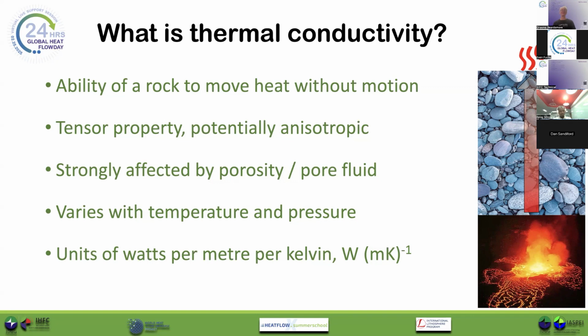So we say heat flows through the material, and the ability of the material to allow that heat to flow, we call the thermal conductivity of the material. Now, a material can have different thermal conductivity in different directions. So it can be more conductive in one direction compared to another direction. So the thermal conductivity is not a scalar property of a rock. It's actually a tensor property.